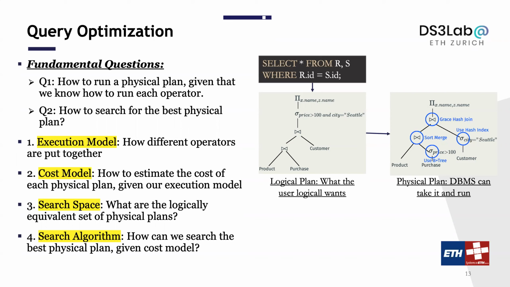So now I have the search space. I have a whole bunch of physical plans that I could pick for my logical plan. And for each physical plan, I know my estimated cost. How can I search it? How can I really find the physical plan to use? Because the search space could be extremely large. I need to do something smarter than just enumerate all the physical plans and pick the best one.